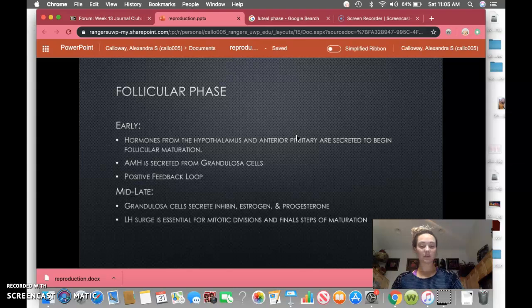And then the secretion of LH and FSH actually forms a positive feedback with estrogen, so the more LH and FSH that is secreted, it always increases the amount of estrogen.